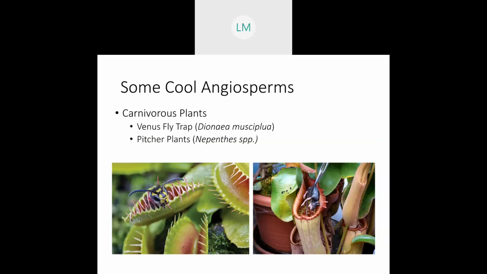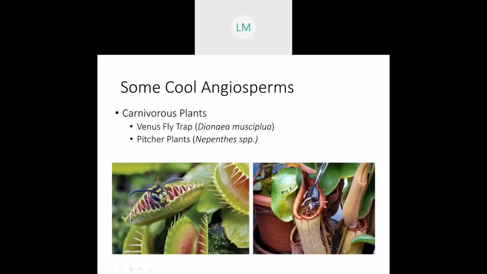These trigger hairs need to be touched for about 20 seconds in order for the plant to actually close, because it doesn't want to close if it doesn't have to, right? It's energetically very expensive for this plant to close, and it takes about 5 to 12 days for it to reopen. So if it's shut, it wants to make sure that it knows what's in there. So these trigger hairs have to be touched for about 20 seconds for it to know, yes, there is an insect here. Yes, I should shut. And then it can start to digest those insects.